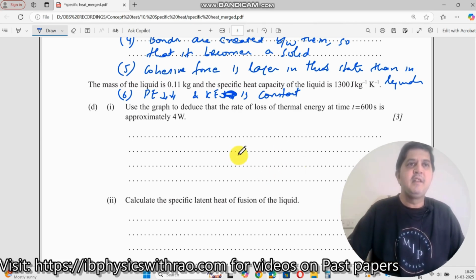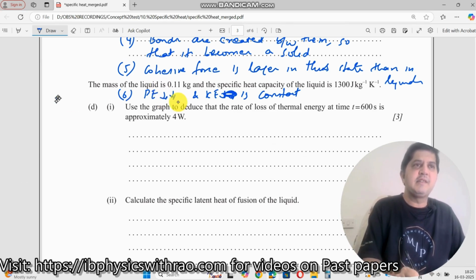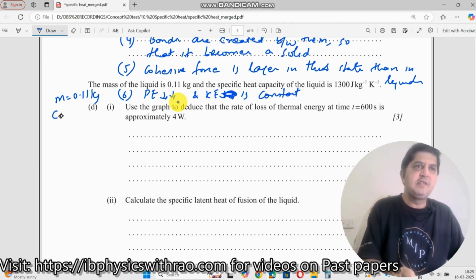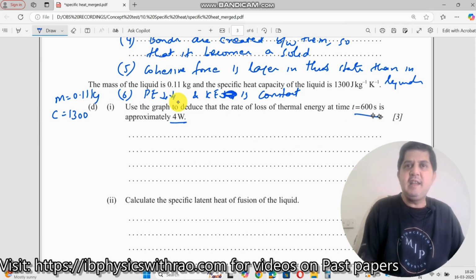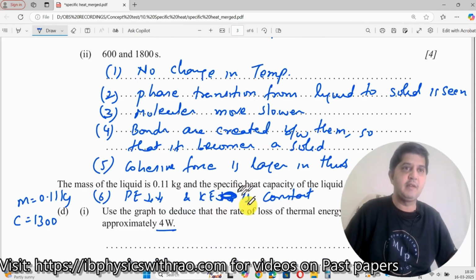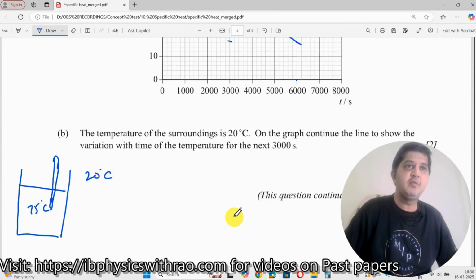Then use the graph. The mass of the liquid is given to you. Mass of the liquid is 0.11 kg, and the specific heat capacity of the liquid is 1300 joules per kg per Kelvin. From the graph, deduce that the rate of loss of thermal energy at time t equal to 600 seconds is approximately 4 watts. So from the graph, we need to show how to calculate this.